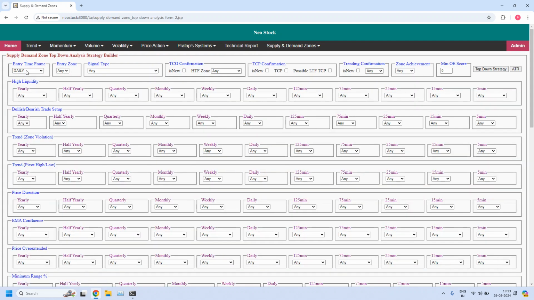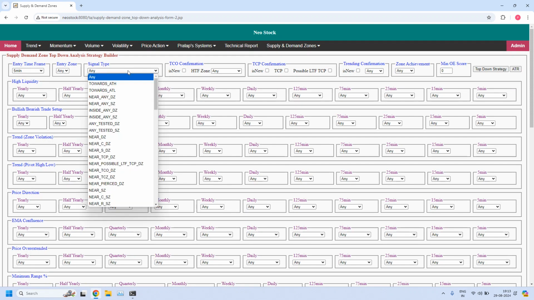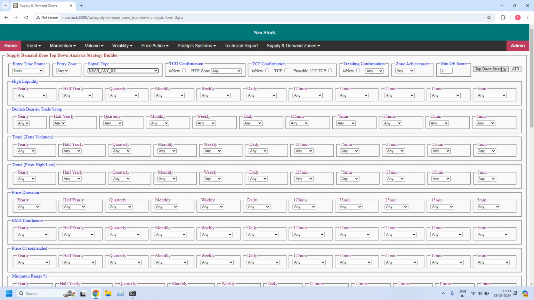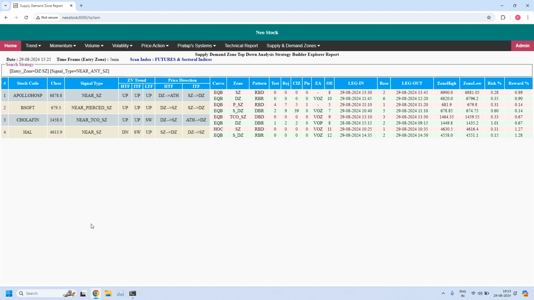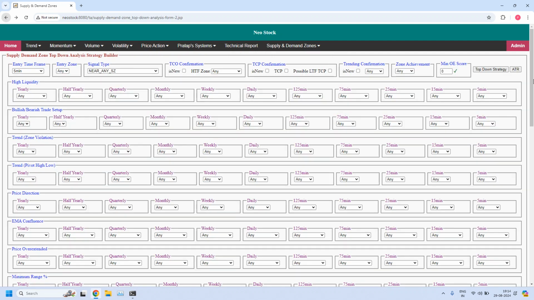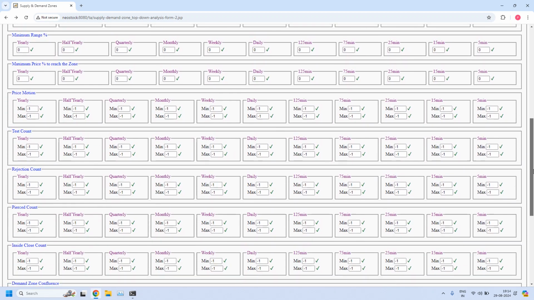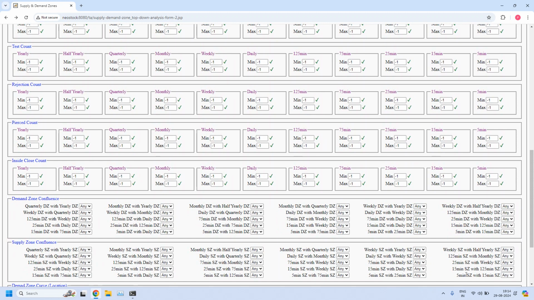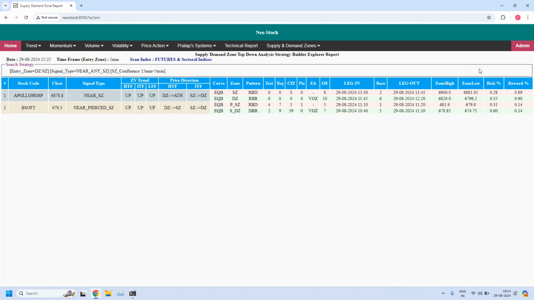The next report, the time frame is 5 minutes, and let's find the stocks near the 5 minute supply zone. Only 4 stocks are filtered near the 5 minute supply zone. So let's verify whether any of these stocks have confluence with the ITF time frame, that is 5 minutes and 15 minutes supply zone confluence. So 5 minutes supply zone with 15 minutes supply zone, I have enabled this filter. So these 2 stocks have 5 minutes and 15 minutes supply zone confluence, but the second one is already pierced.